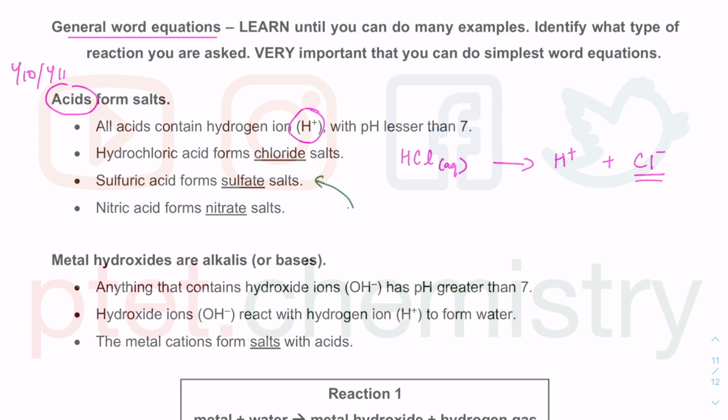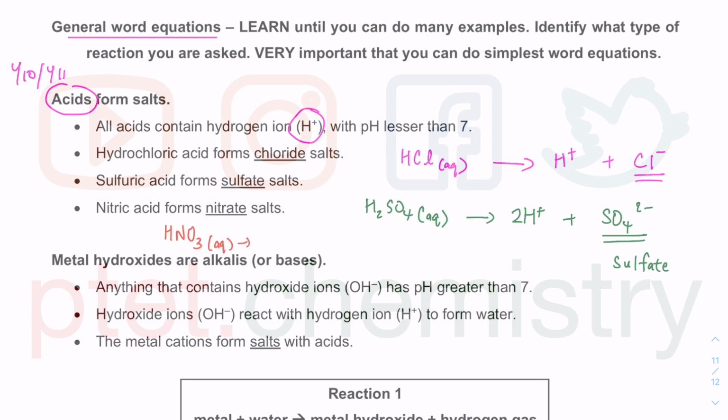Sulfuric acid is H2SO4. You have seen it, I think, in part 2 or part 1 of this lecture tutorial series. They will give you H plus and then SO4 2 minus. This is sulfate. It was in the table that you're supposed to master. Sulfate ion is SO4 2 minus. Nitrate, on the other hand, comes from nitric acid. HNO3 is the nitric acid, and nitric acid will give you H plus and NO3 minus. So this is your nitrate.